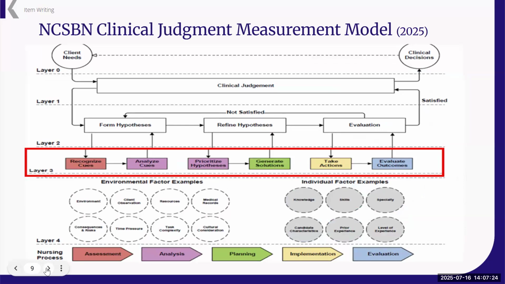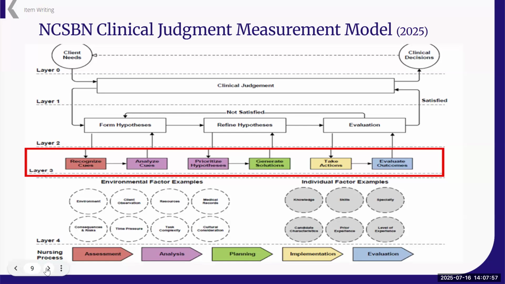Clinical judgment is built around a comprehensive model to guide how we measure it in a consistent, meaningful way. This is the clinical judgment measurement model. It breaks down the process of clinical judgment into specific observable layers. The model doesn't just help exam developers write questions. It also gives educators a roadmap for teaching and coaching students to think more like nurses. And for students, it's often a structured way to understand how they're expected to make decisions in practice.